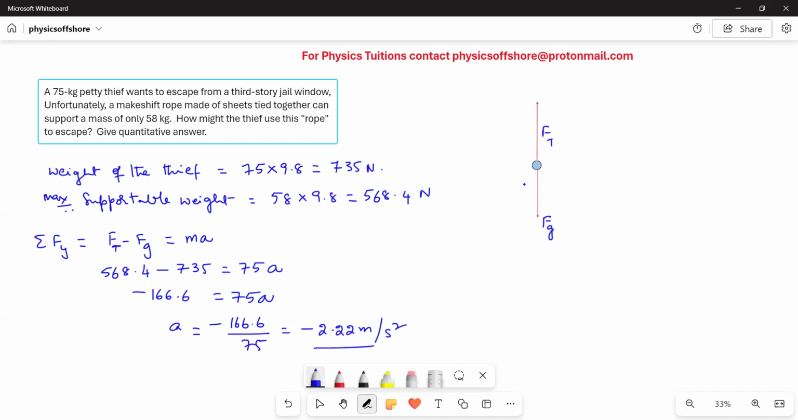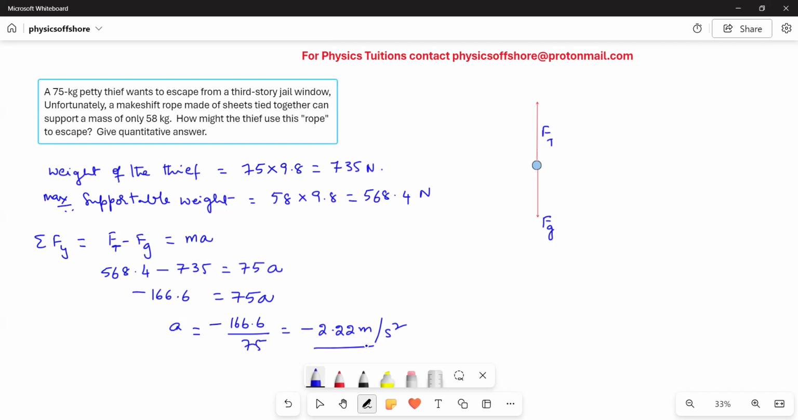Okay, let us see what the forces acting on this are. Sigma Fi is equal to Ft minus Fg is equal to Ma. Here the maximum supportable weight is 58 times 9.8, that means 568.4 newtons. But the weight of the thief is 735 newtons. So this difference must be equal to Ma, so the acceleration should be 2.22 meters per second squared.